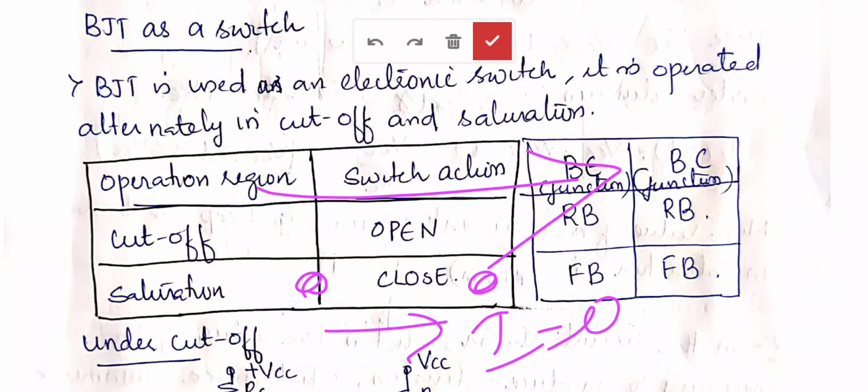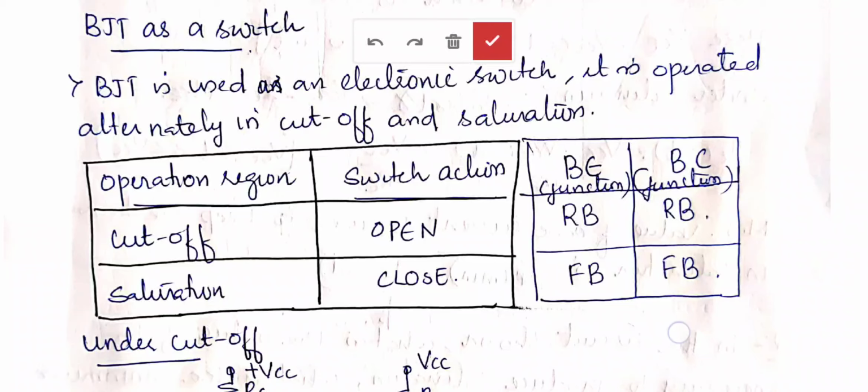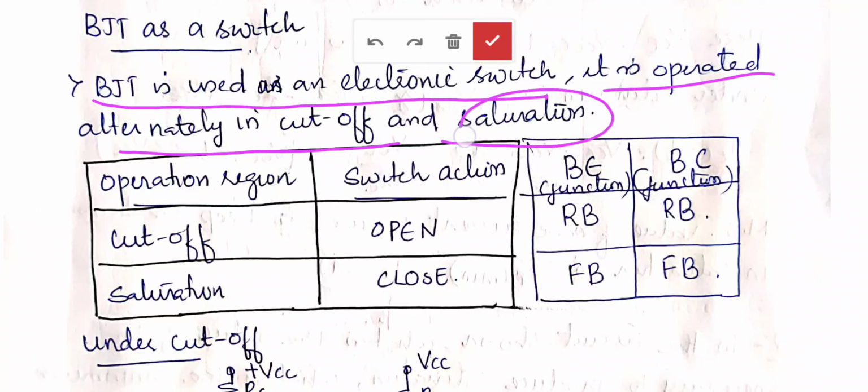So switch is on means switch acts as a closed circuit. So the current will be flowing through the circuit. Switch is off means it will act as an open circuit. So the current flow will be 0. So BJT is used as an electronic switch and it is operated alternatively in cutoff and saturation. So I have told, when it is acting as an amplifier, the BJT should be in active region. When under switch condition, it should be in saturation or cutoff.